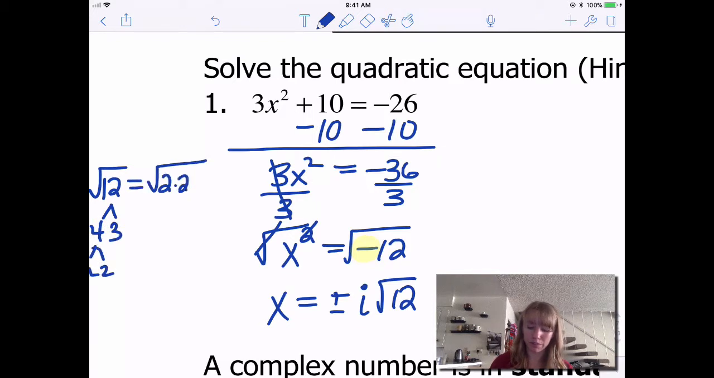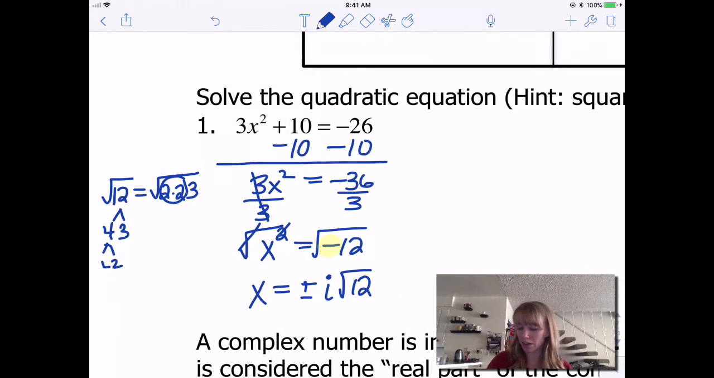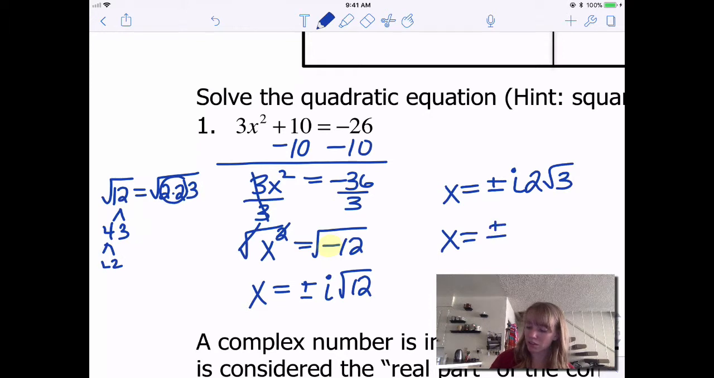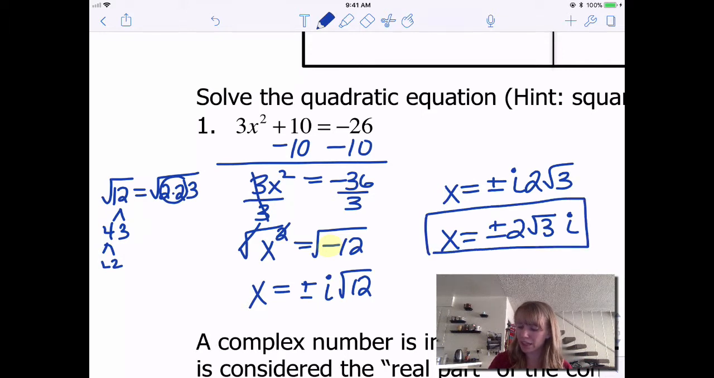So I've got 2 times 2 times 3 under my square root. So my final answer is x equals the positive or negative i times 2 square root of 3. Or I can write this with the i on the back end. So 2 times the square root of 3 and then times i. Usually this is how you will see it, with the i kind of at the back. But remember that we can write multiplication in any order. So 2 times square root of 3 times i really is the same thing as i times 2 times the square root of 3.